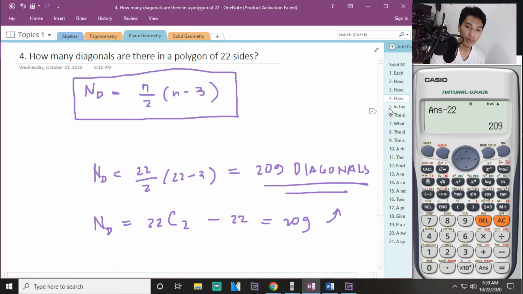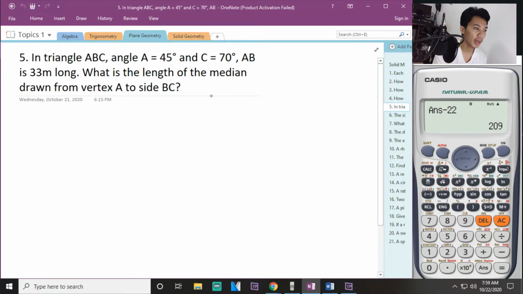Okay? So, number 5. In triangle ABC, angle A is 45 and C is 70. AB is 33 meters long. What is the length of the median from vertex A to side BC? Now, we recall the median. Ano ba yung median? Di ba ang median natin is anything that is drawn from a vertex dividing the opposite side of that vertex into two equal parts. Yun yung median natin. Sir, ano ba yung formula natin nga ng median?